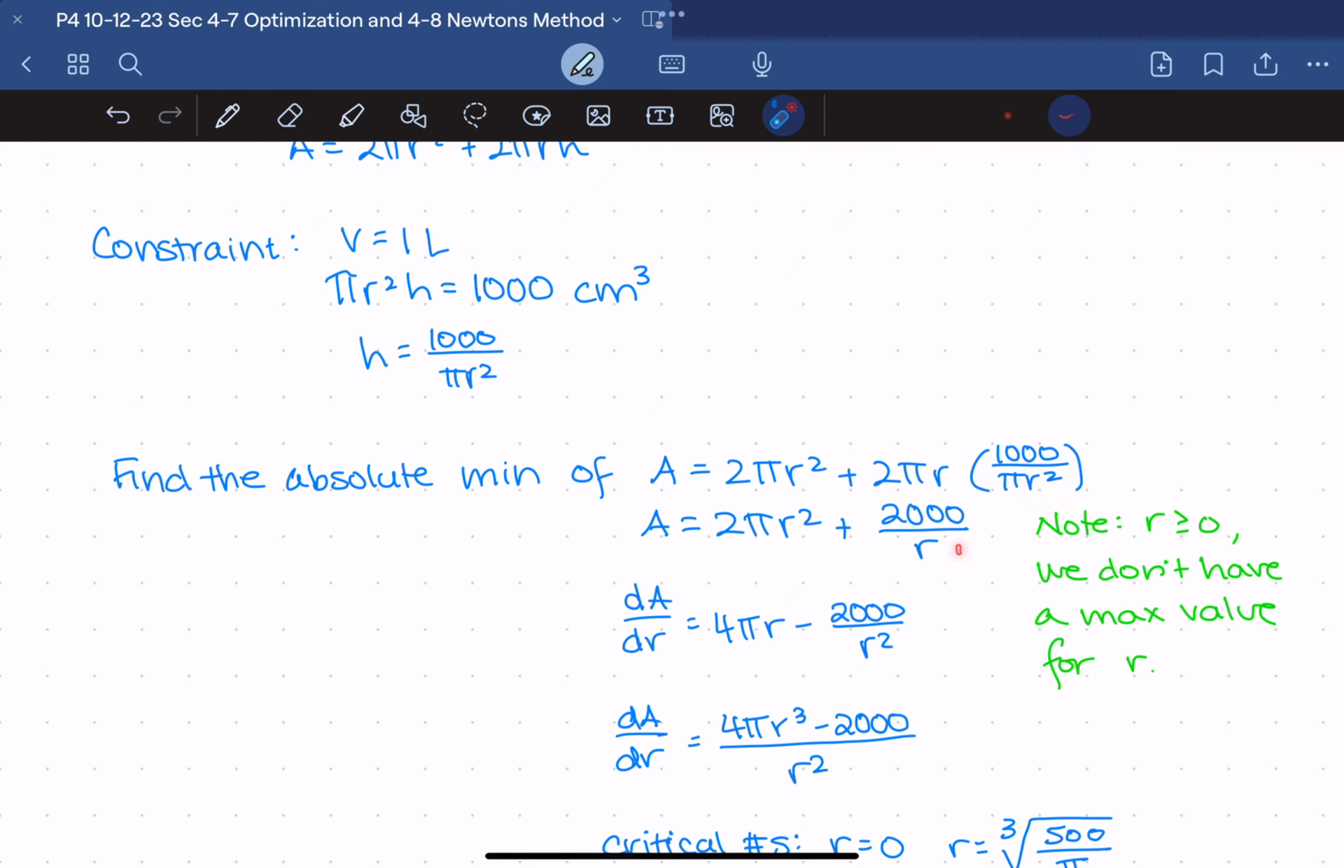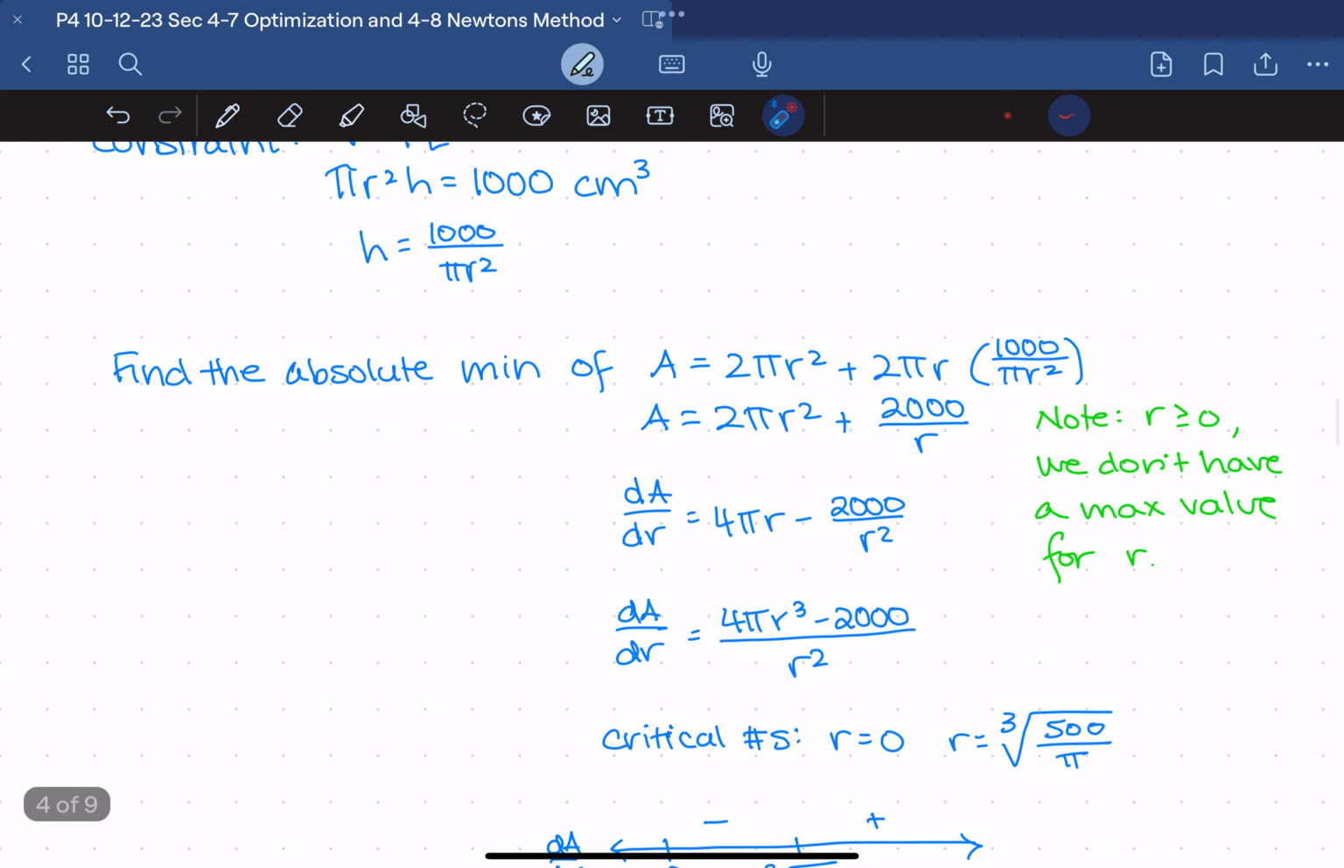I rewrite it, find the derivative, and then I've got to find the critical numbers. So I went ahead and put this in a single fraction. Where the denominator is 0 is where it's undefined. Where the numerator is 0, that's where we're going to have another critical number. So we have two critical numbers here.